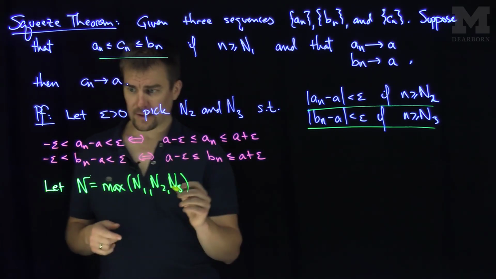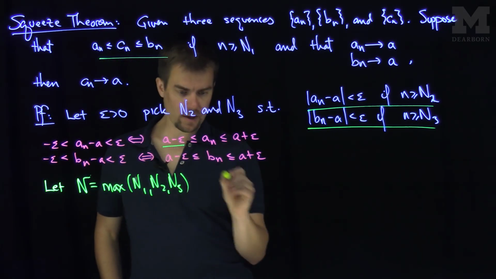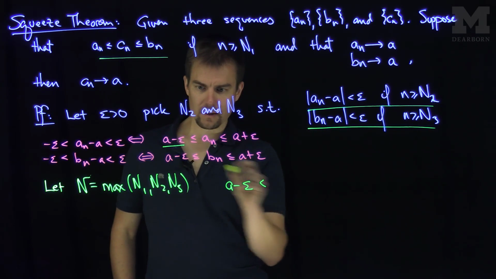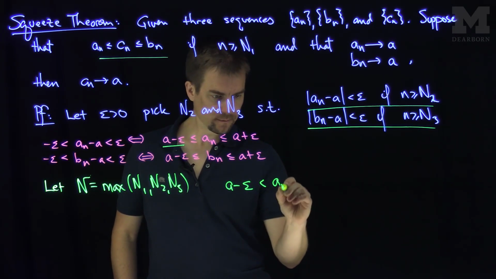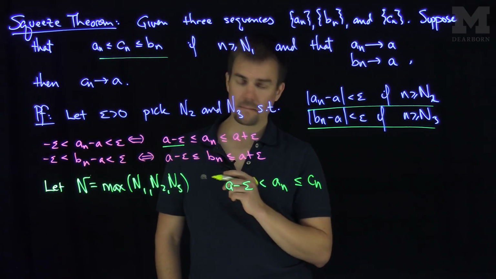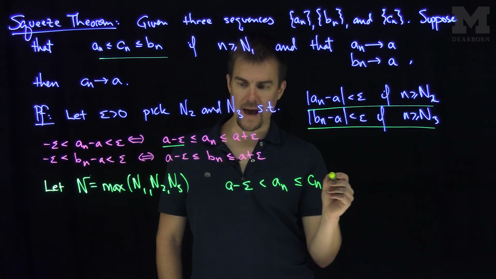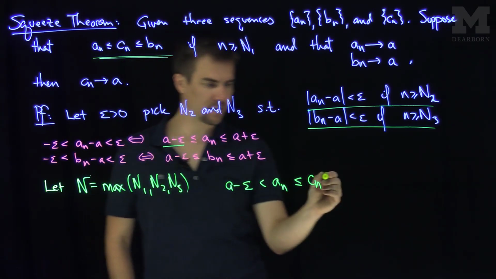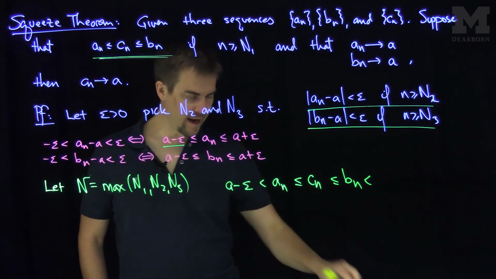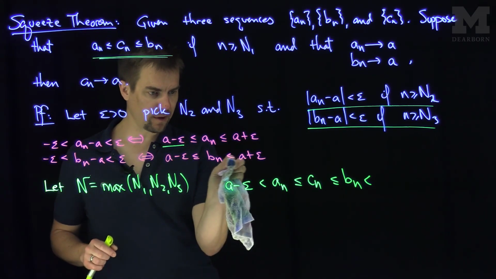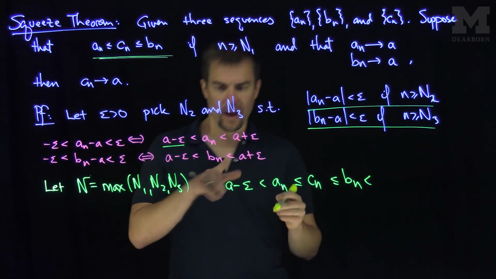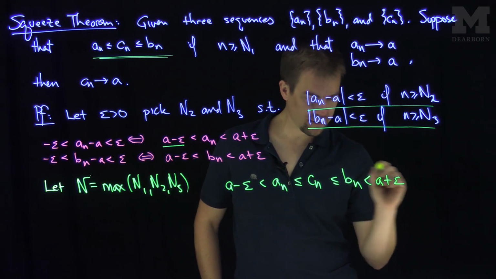Now, what can I say? I can say that a minus epsilon is less than a_n. But now a_n is less than or equal to c_n, so this is less than or equal to c_n. And then c_n is less than or equal to b_n by this inequality, so I'm using this inequality next. Less than or equal to b_n, and to be completely pedantic, these are all strictly less than, so even more is true than what I wrote. And then b_n is less than a plus epsilon.